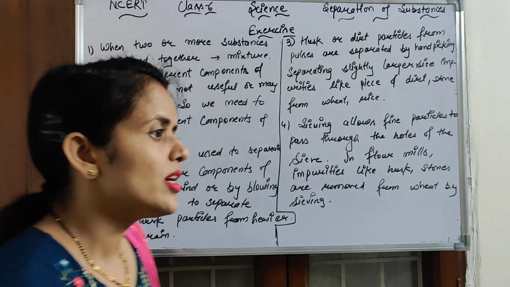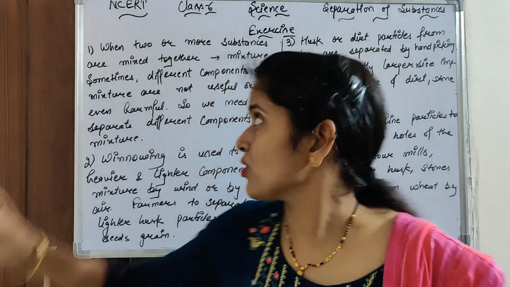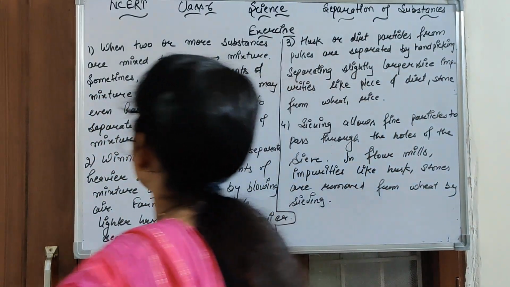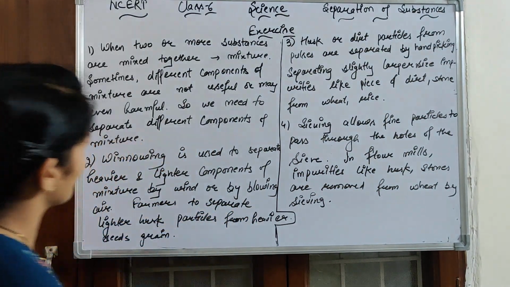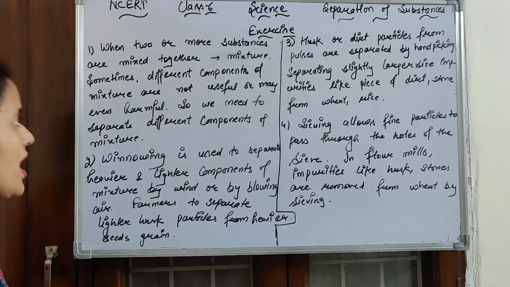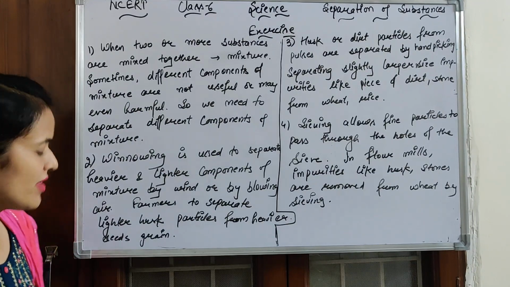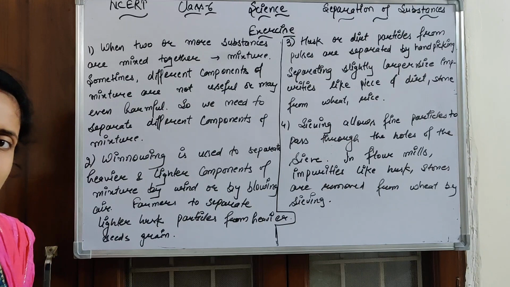When two or more substances are mixed together, it is known as a mixture, and sometimes different components of a mixture are not useful or may even be harmful, so we need to separate them. Clear to all of you, the first question?